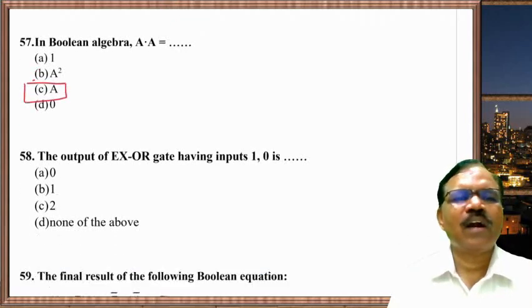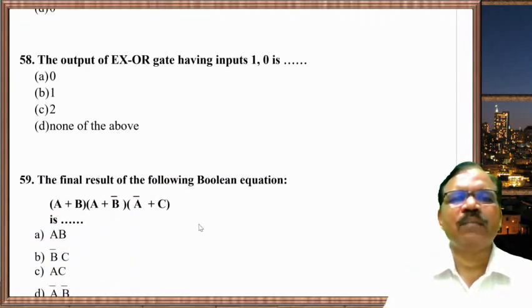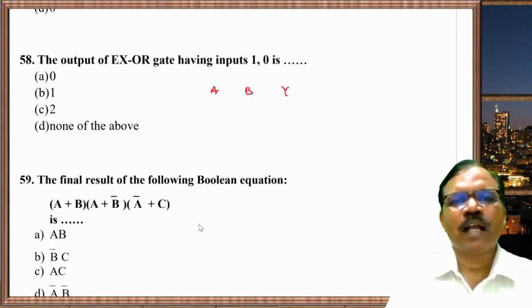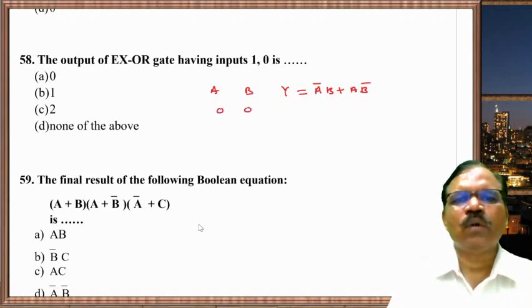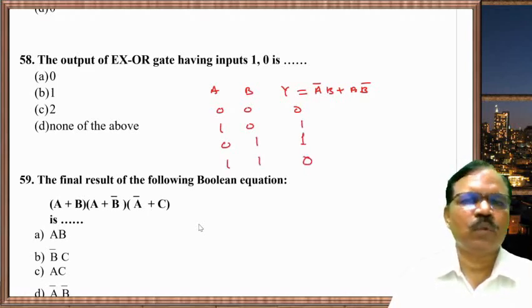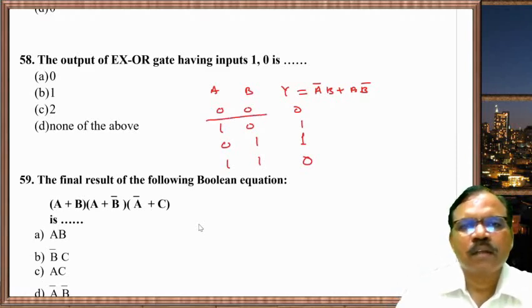The output of an XOR gate having inputs 1, 0. For an XOR gate, what is Y? Y is A bar B plus AB bar. So here 0, 0 will give you 0, 1, 0 will give you 1, 0, 1 will give you 1, and 1, 1 will give you 0. So if the inputs are 1, 0, the output is 1.